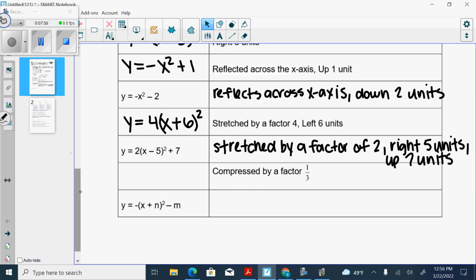Very good. All right, we only got 2 more for the boxes. This one says compressed by a factor of 1/3. Where does a compression go? In front. Very good, just like the 2, right? It's just a 1/3 instead. So we got y equals 1/3 x squared.